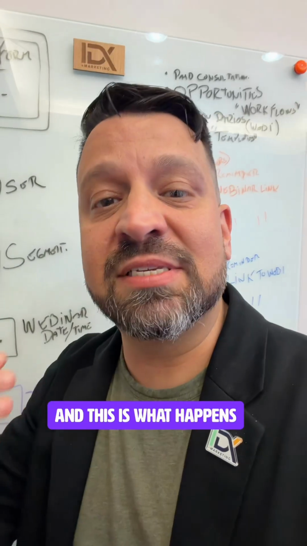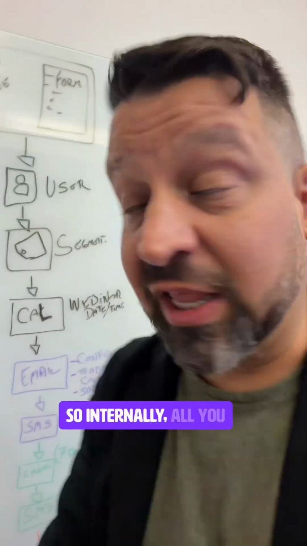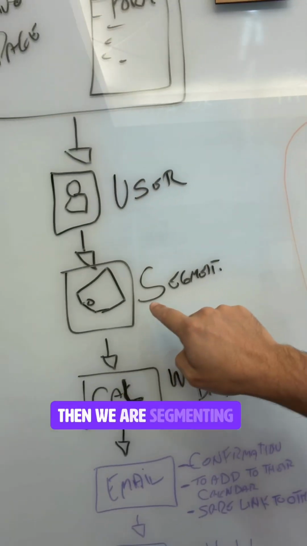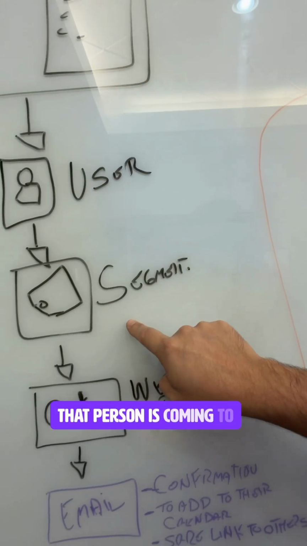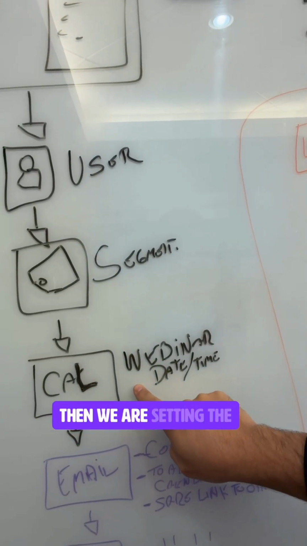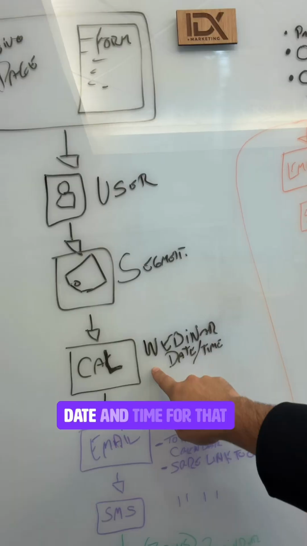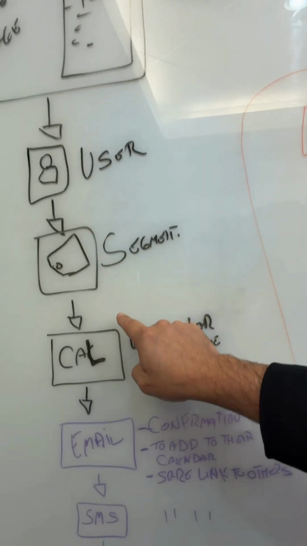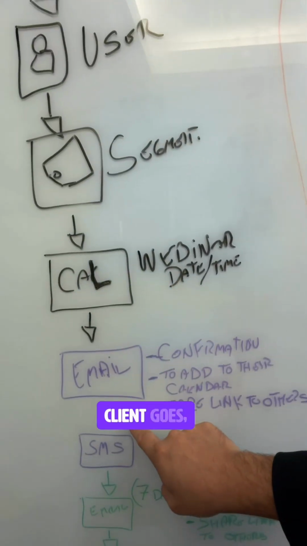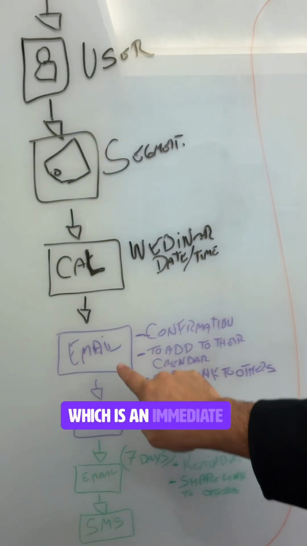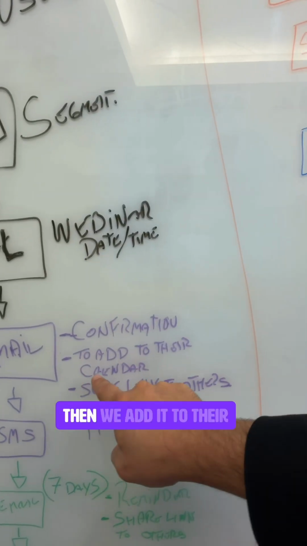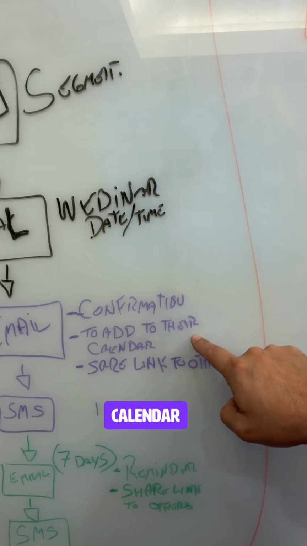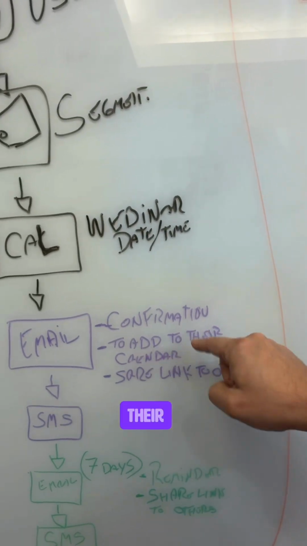And this is what happens after that. Internally, all you see in black, we're generating a user. Then we are segmenting that person to know which webinar they are coming to. And then we are setting the calendar date and time for that webinar. This is where the communication to our client goes, which is an immediate email with the confirmation that they signed in. Then we add it to their calendar, or send a reminder to add it to their calendar.